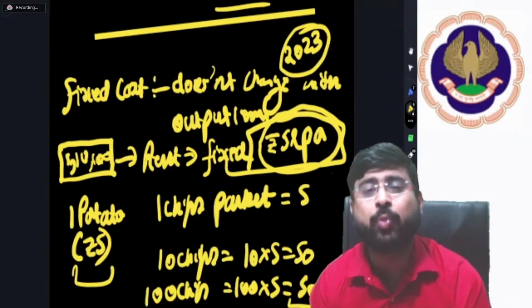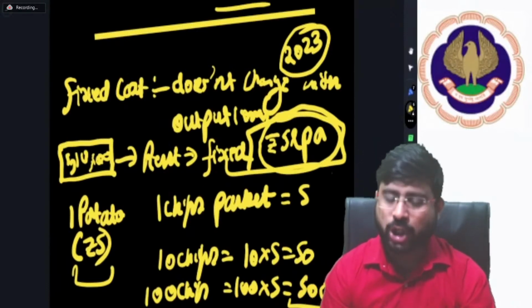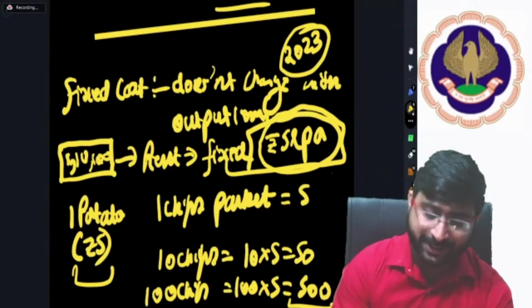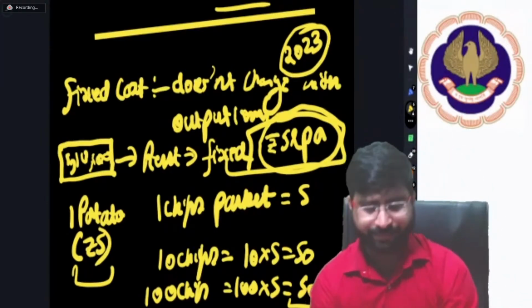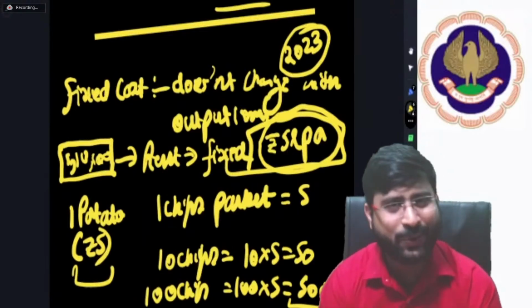The cost that keeps changing with output, that, my dear friends, is, you are right, variable cost.